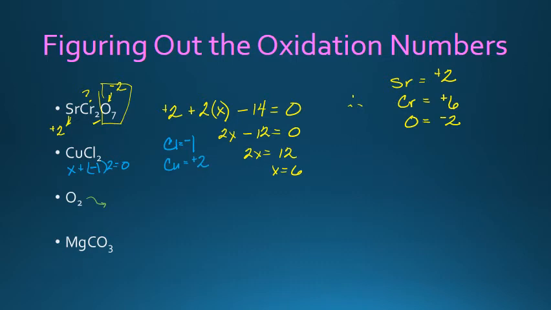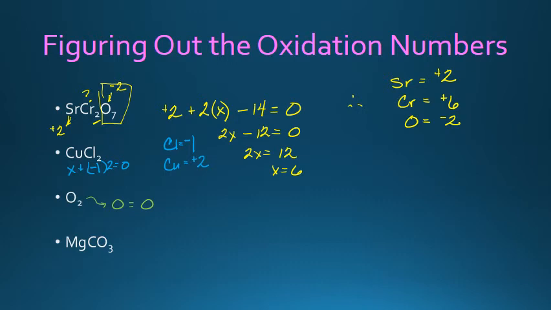Pause the video and see if you can come up with the oxidation number on oxygen. Well, if you said the oxidation number on these oxygen atoms is 0, you got it, because oxygen in this case is in its free, natural, uncombined state. Okay, now magnesium chromate. Pause the video and see if you can come up with it.